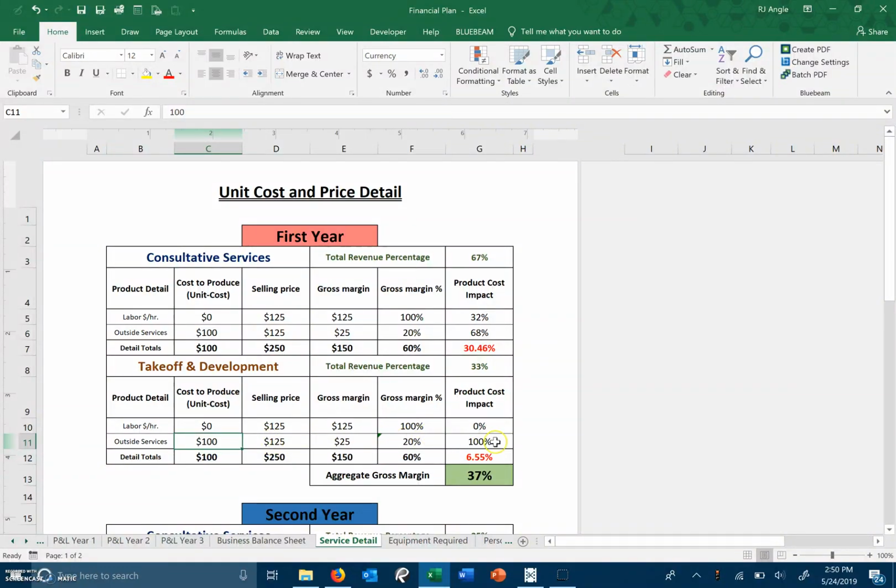I have a 20% markup on that, right? Product cost impact, I'm not expensing any of this myself, so 100% of that is being attributed to my outsourced service, of which I only have a 20% markup. 33% of my total revenue generated company-wide is produced by this, so I have a total company-wide gross margin impact generated from this revenue source of 6.55%. I have a total gross profit margin impact of 30.46% generated from my consultative services, which is 37% company-wide.